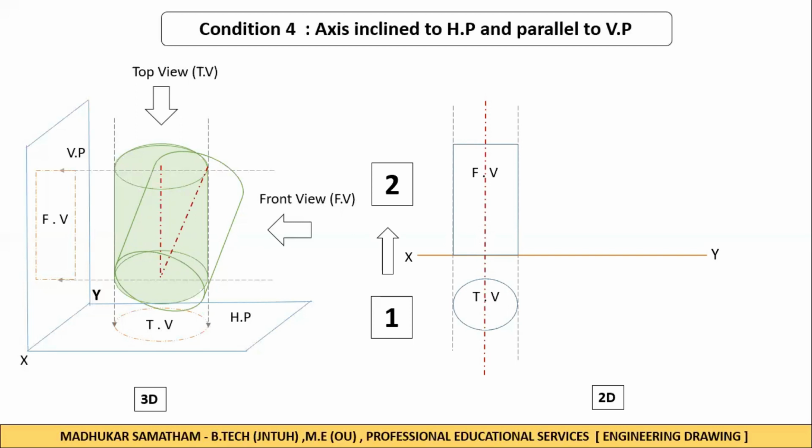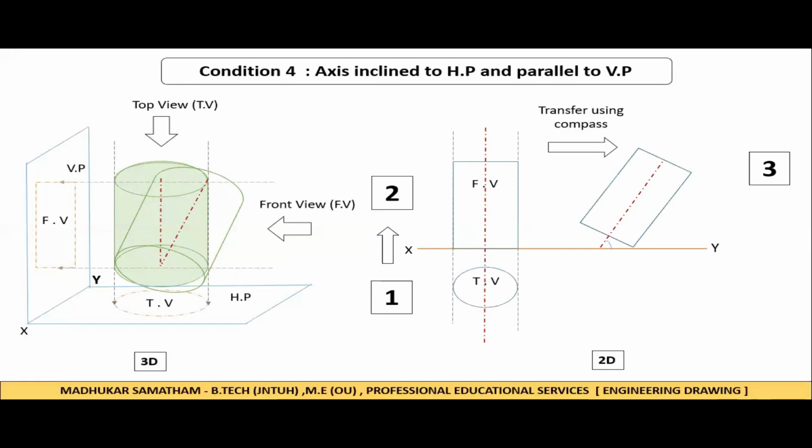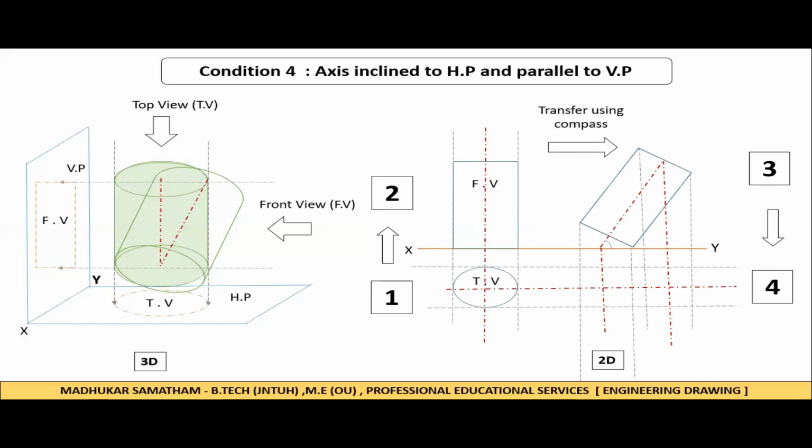Now we will draw the solid which has its axis inclined to HP. To do this, we will transfer the front view in step 2 to step 3 using a compass, providing the axis inclination which we require. Then to draw the top view of the inclined solid, we will extend the lines from the third step downwards and extend the lines from the first step in the horizontal way. Now we will draw the points intersected to form a solid.